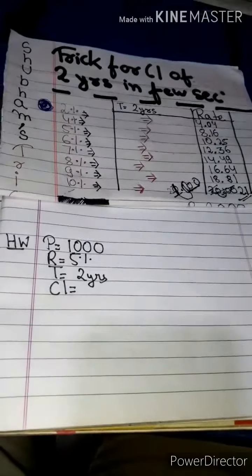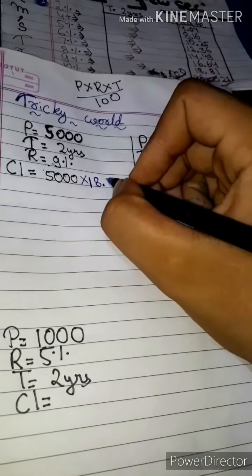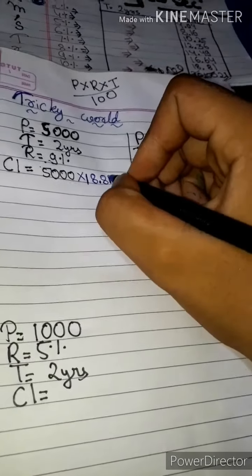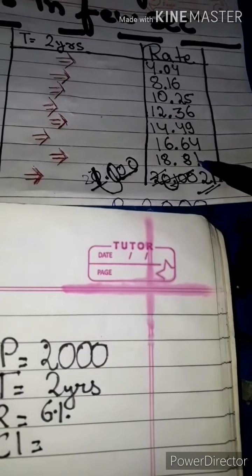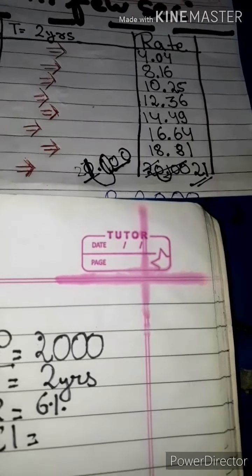See, it's 9 and 2, so it becomes 18 point. What's the square of 9? It's 81, and it has been put. So it is 18.81. We do not have to remember it, so solve it. P into R into T by 100 has been written, and the 100 has been cut. My writing is so bad, so please don't judge it.